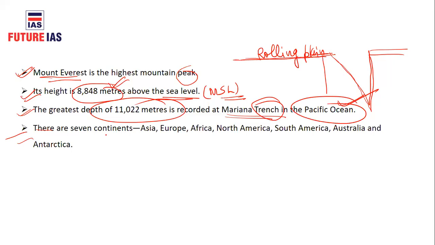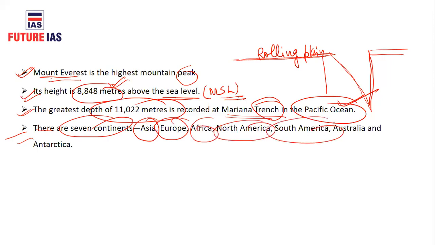And as I told you, there are seven continents. These seven continents are nothing but the seven major plates. Once you graduate to the higher classes, you will learn that the continents lie on the plates, and there are seven major plates and numerous minor plates. The continents are Asia, Europe, Africa, North America, South America, Australia, and Antarctica. In your small classes, since you are studying in the sixth standard, you can call them continents.